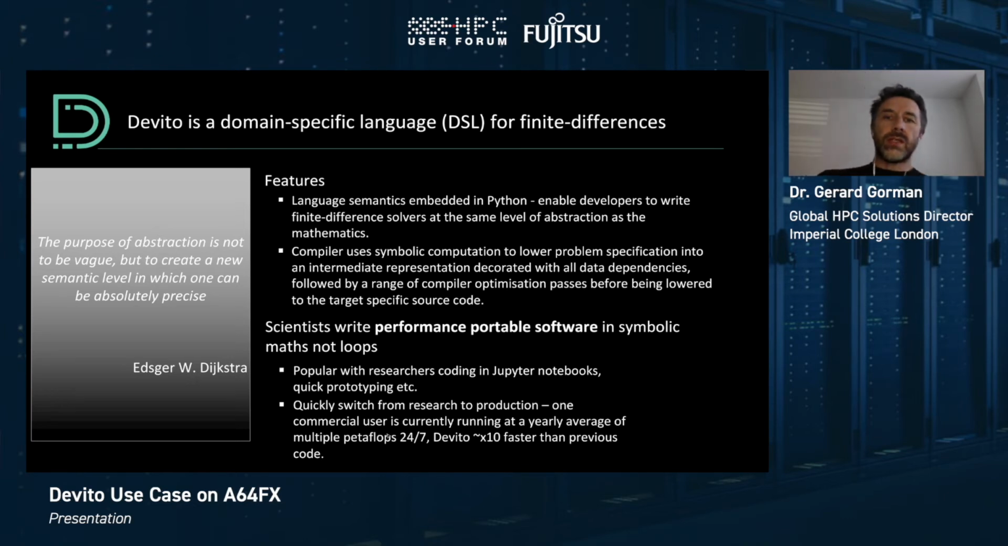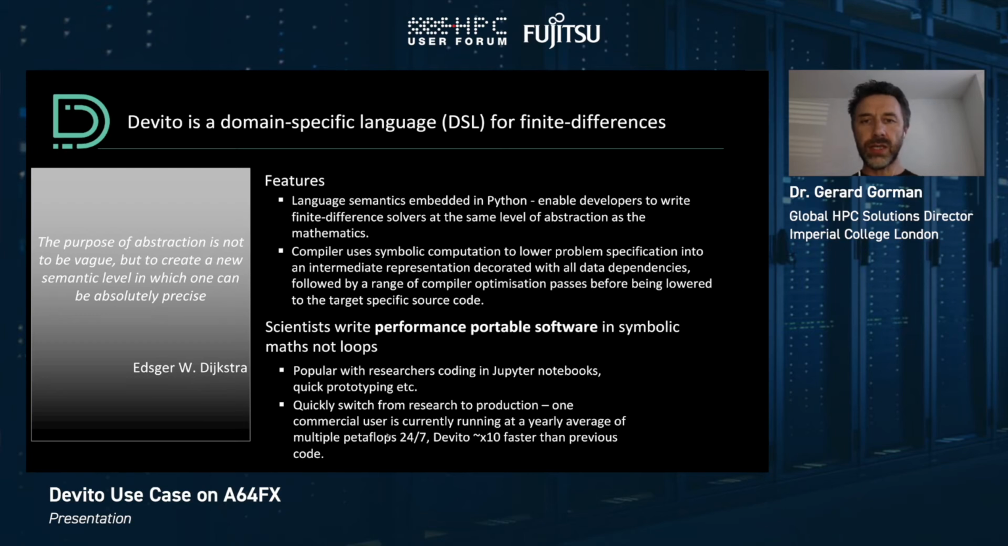And so scientists get retrained to write performance portable software in symbolic math and not loops. This is popular for a number of reasons. Researchers are now coding in Jupyter notebooks, which are also hugely popular, and so it's facilitating quick prototyping. But it's wrong to think of Devito as just a thing for prototyping. It does that very well, and lets you turn around, do algorithmic exploration very quickly and do interactive computing. But it's the same code when you actually want to turn it into production.